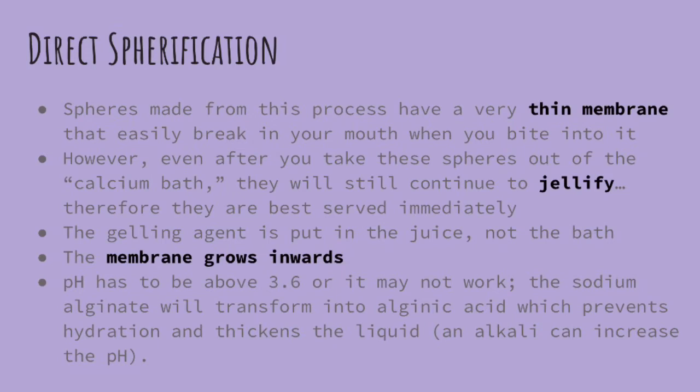And lastly, the pH has to be above 3.6 or it might not work. This refers to the juice. The pH has to be above 3.6. It can't be too acidic. There are things you can do to get around this, but some people like to use reverse spherification because it has fewer negatives and it's more versatile, and I'll explain that in the next slide.